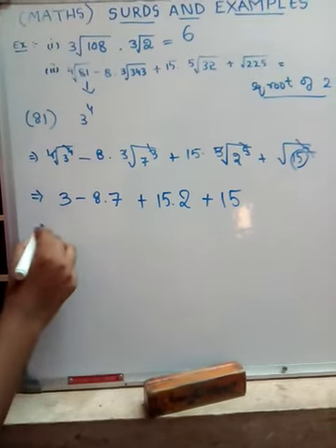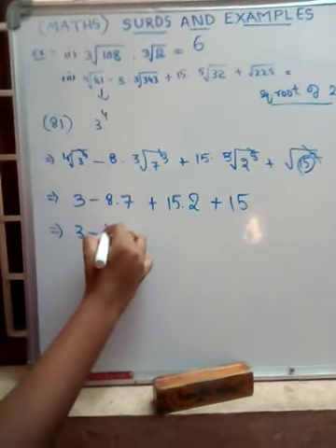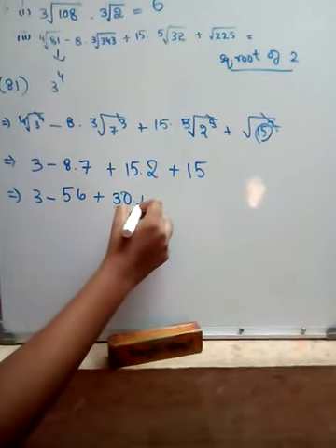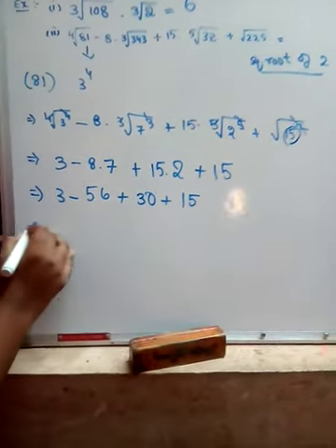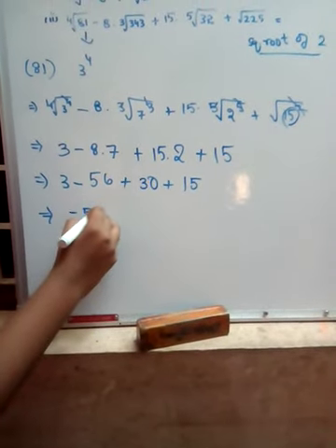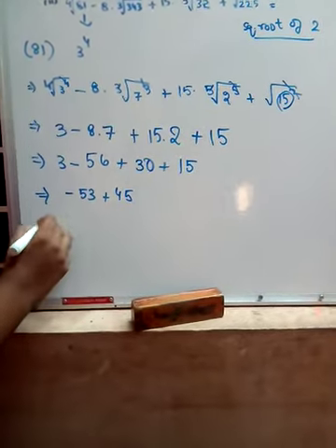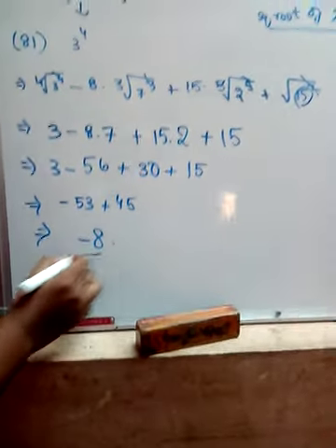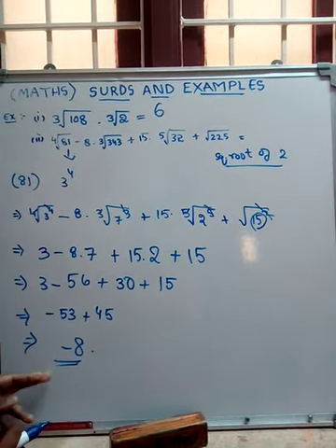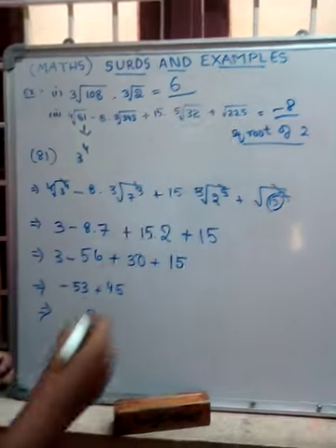Now next: 3 minus 8 sevens are 56, plus 15 twos are 30, plus 15. So 3 minus 56 is minus 53, plus 30 plus 15 is 45, which gives minus 8 as the answer. For the second example, the answer is minus 8. Thank you.